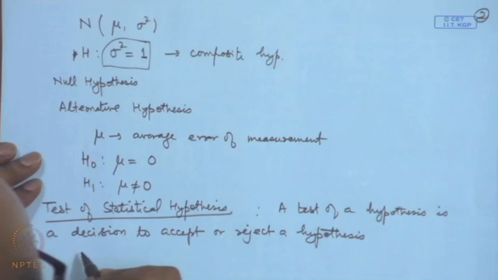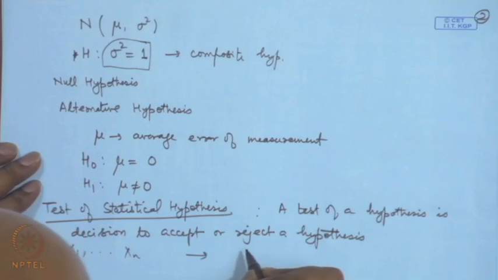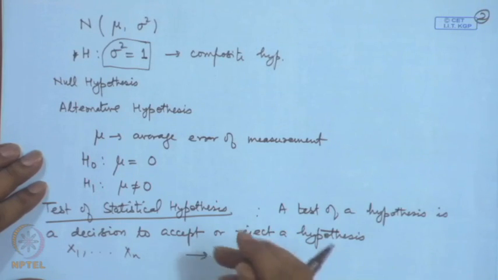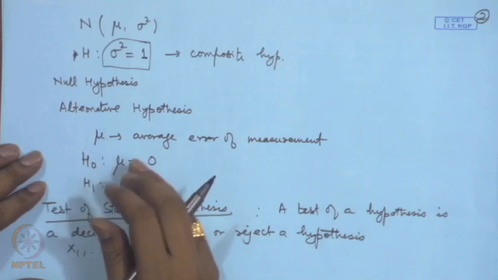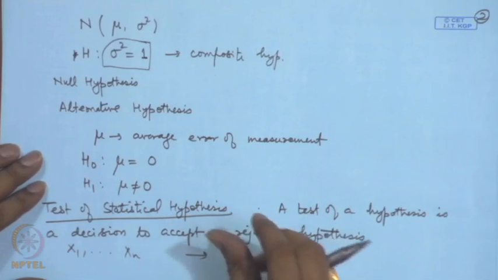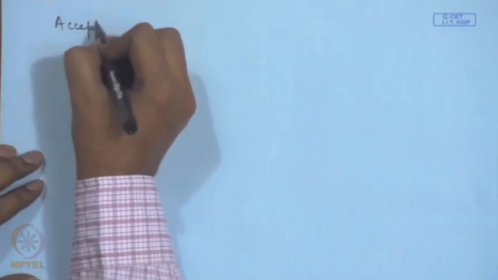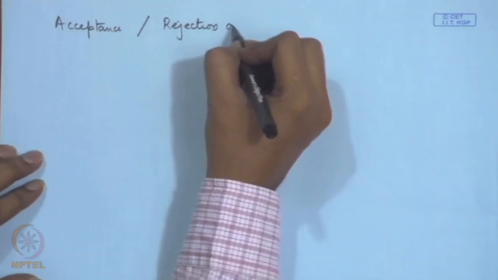So, for example, we take a sample x 1, x 2, x n. Based on that, we make a decision. Basically, what we will do? We will partition the entire sample space into two regions. When our sample point belongs to one portion of the sample space, we will say accept one hypothesis. In the other case, we will say accept the other hypothesis. Based on that, we frame what are called acceptance and rejection or critical regions.